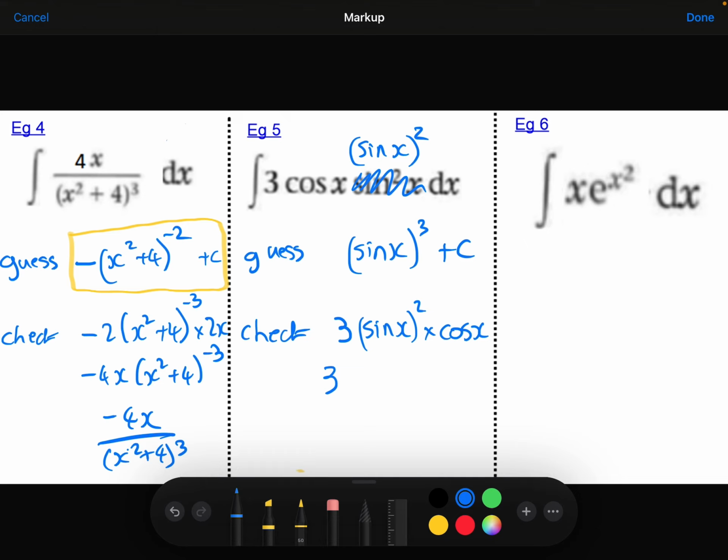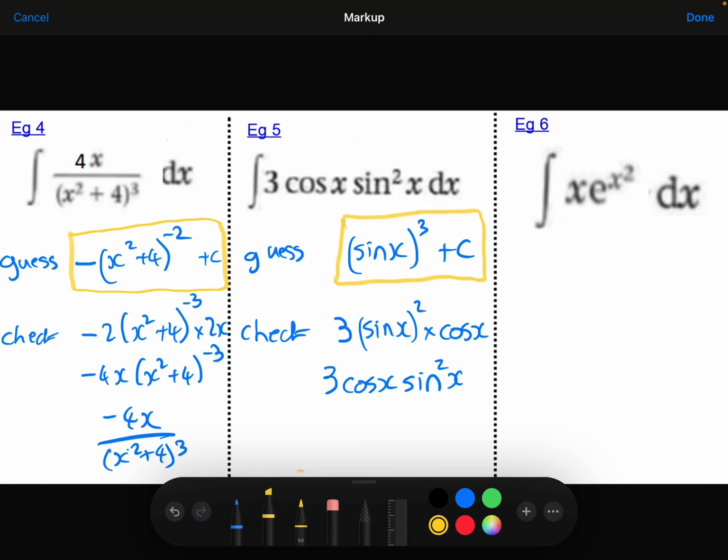Rearranging, so we get 3. I'm going to put the cos at the front because it doesn't have a power, or rather its power is just 1. The sine squared is the same thing as this. And look, in this case, actually, my guess was exactly spot on. I don't need to adjust this one at all. The only thing I might do is write sine cubed rather than sine x cubed. So I might put the 3 here instead. But otherwise, I got pretty lucky with that guess.